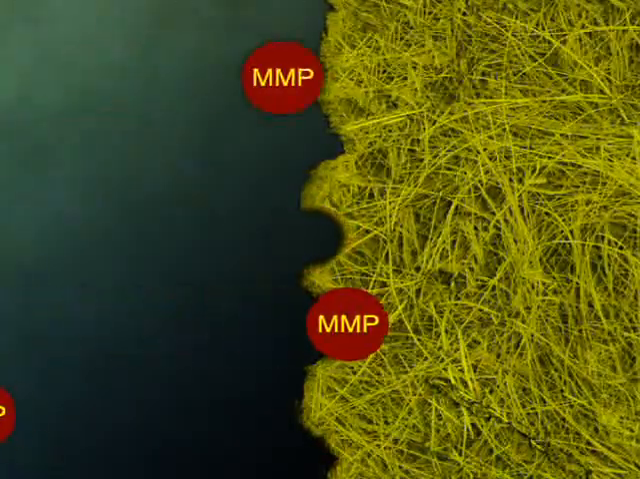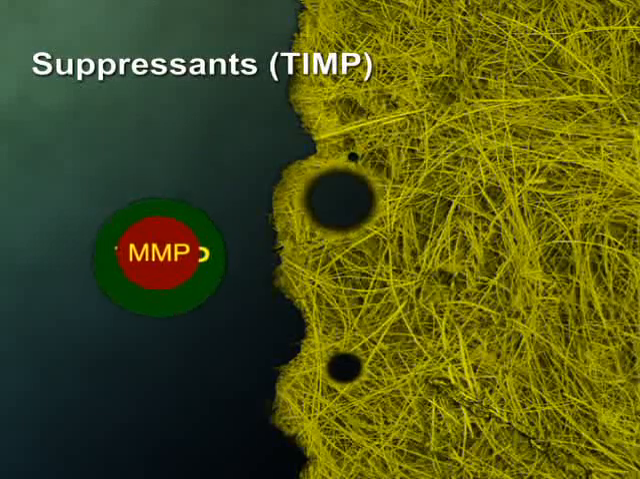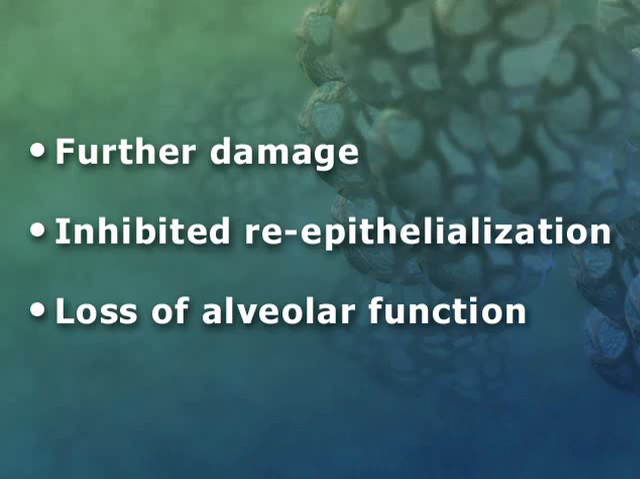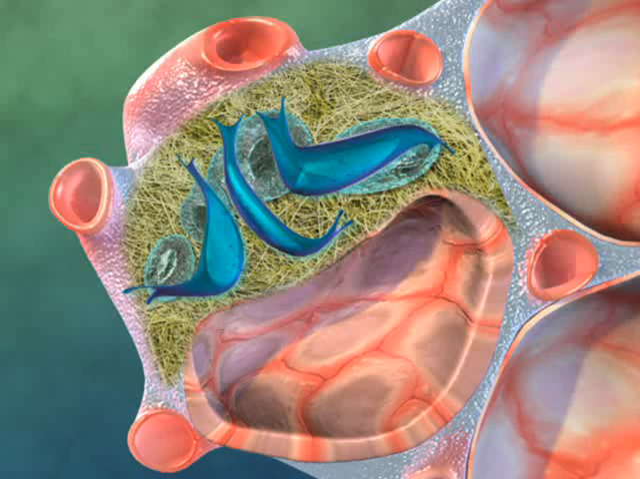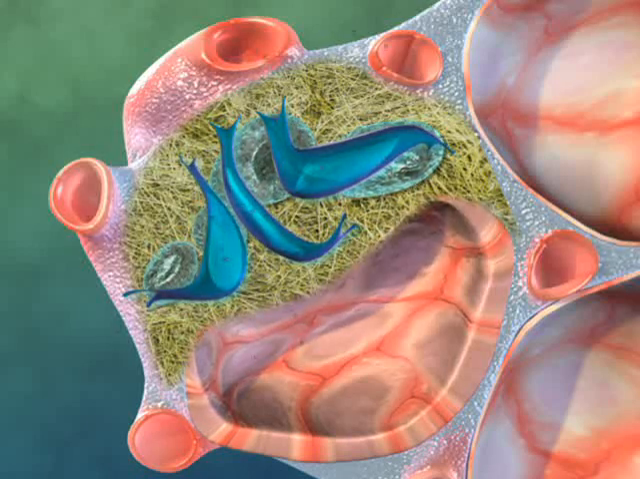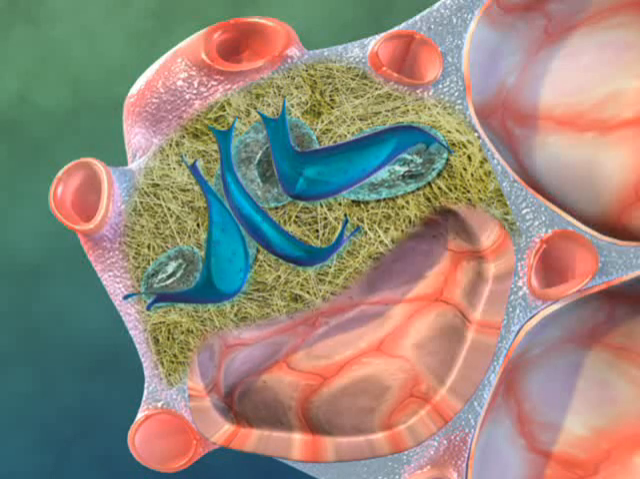Due to the suppression of specific degradative enzymes, these structural components do not undergo normal resorption and remodeling, thus resulting in further damage to existing basement membrane, inhibited re-epithelialization, and loss of alveolar function. Fibroblasts and myofibroblasts fail to undergo apoptosis and begin to occupy the alveolar airspace with enhanced deposition of extracellular matrix.